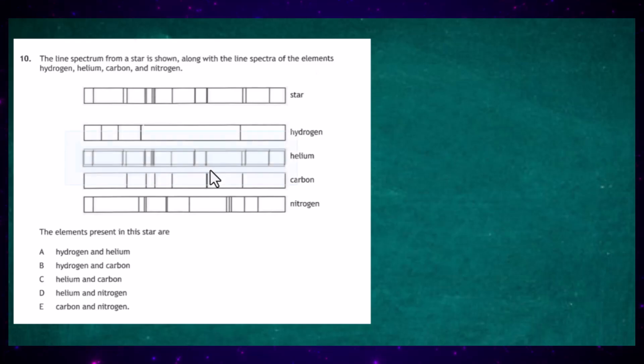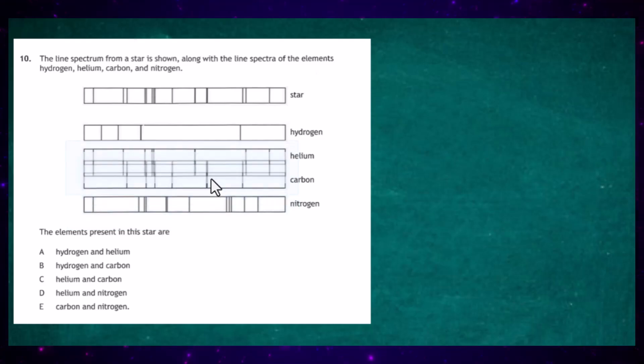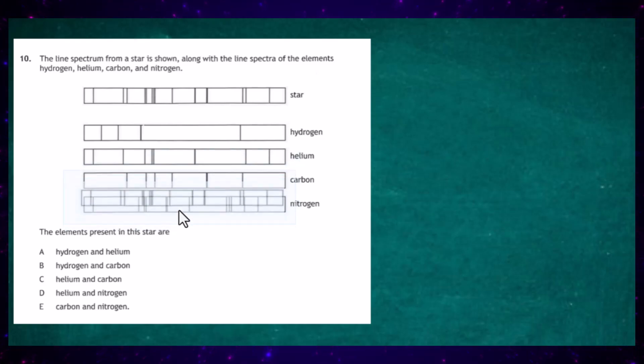What about carbon? If we slide down for carbon we can see that there's a couple of lines matching up. There's one line there matching up, there's one line there, and there's one line here kind of matching up. So carbon definitely is an element in that star. Let's try hydrogen again. Slide down for hydrogen and you can see we haven't really got any of those lines matching up. We could maybe argue this one here, but it's not the full set.